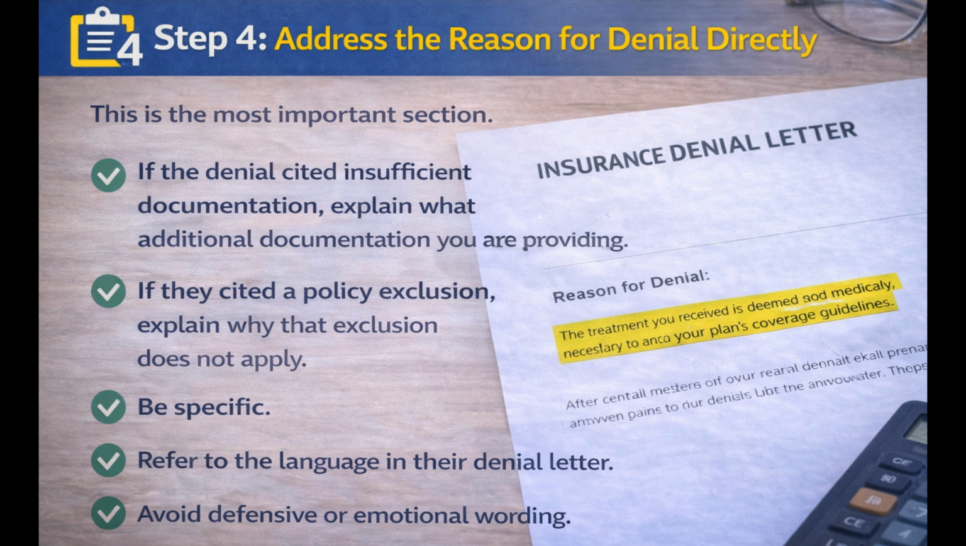Step 4. Address the reason for denial directly. This is the most important section. If the denial cited insufficient documentation, explain what additional documentation you are providing. If they cited a policy exclusion, explain why that exclusion does not apply. Be specific. Refer to the language in their denial letter. Avoid defensive or emotional wording.